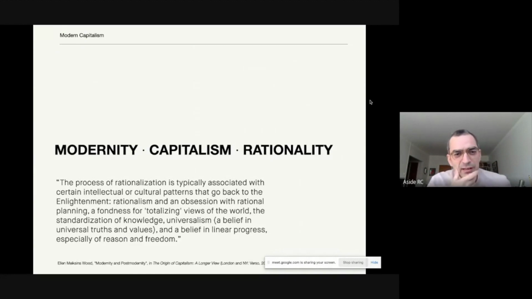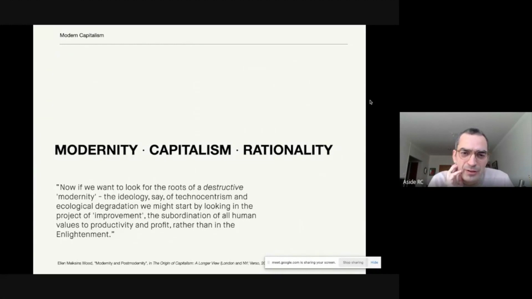So typically the Enlightenment is thought to be rationalism, an obsession with rational planning, a fondness for totalizing views of the world, the standardization of knowledge, universalism, so this endeavor of identifying universal values, universal systems, universal models, and this belief in linear progress, in continuous progress and development, right? Particularly these two notions of reason and freedom are really behind this process of enlightenment.